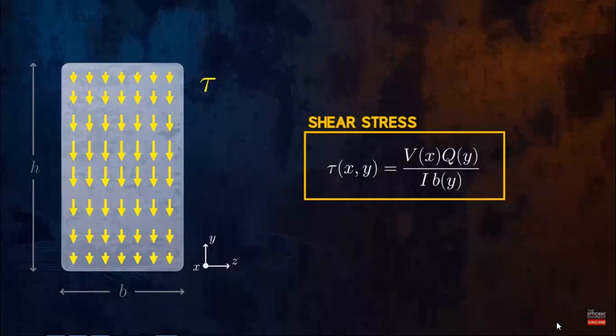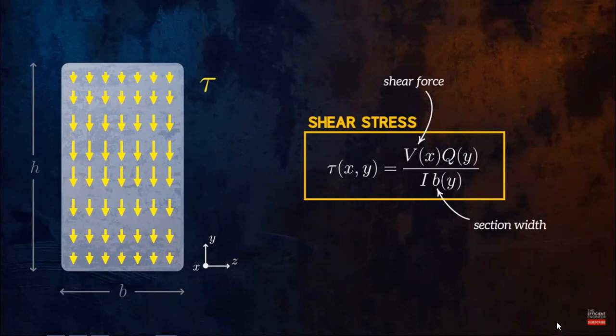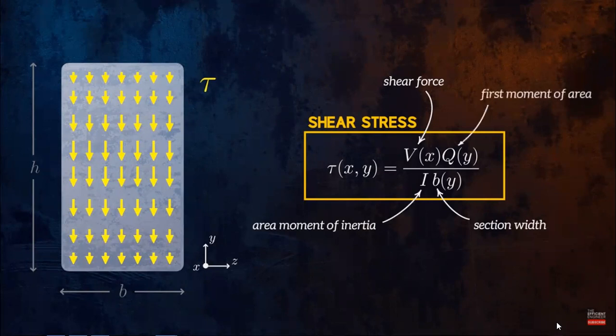V is the shear force acting on the cross-section, which varies with the distance along the beam. B is the width of the cross-section. It can vary with the distance y from the neutral axis, but in this case, the cross-section is rectangular, so B is constant. I is the area moment of inertia, which is a constant value calculated based on the shape of the cross-section. And Q is the first moment of area for the portion of the cross-section above the location we want to calculate the shear stress for.